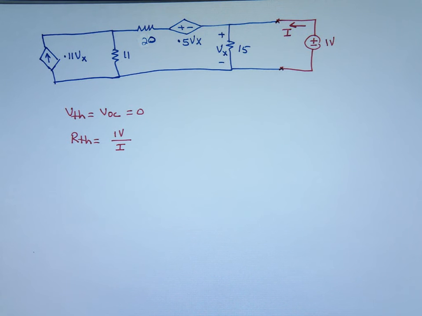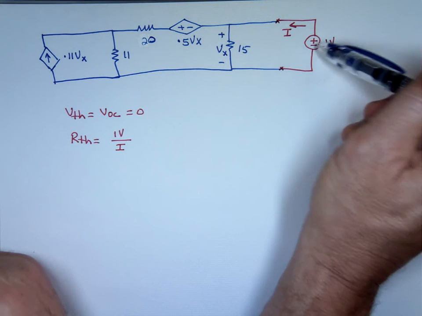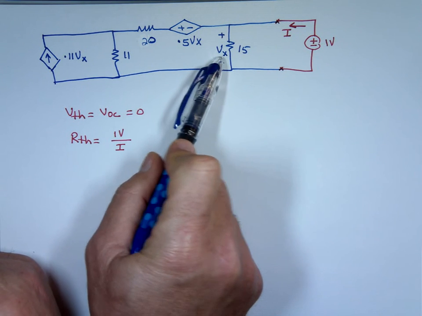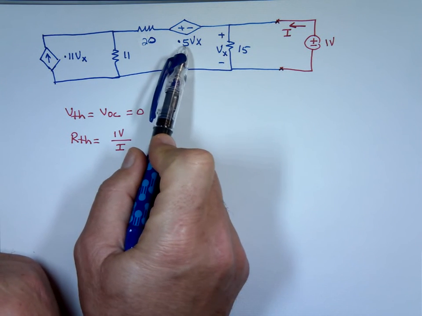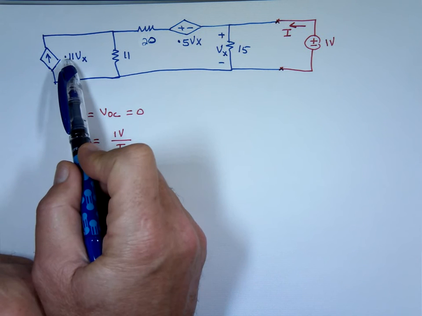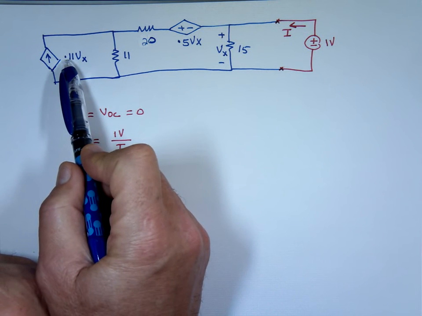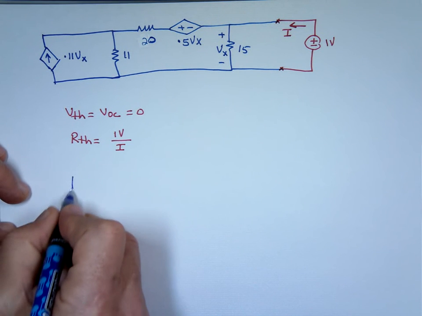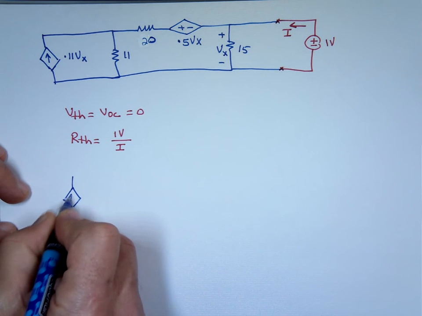Now the good news is by putting 1 volt here, what's Vx now? 1 volt. We know what that is. 0.5. We know what that is. 0.11. They're no longer unknowns. So by putting that 1 volt source, now this dependent current source has a value of 0.11 amp.